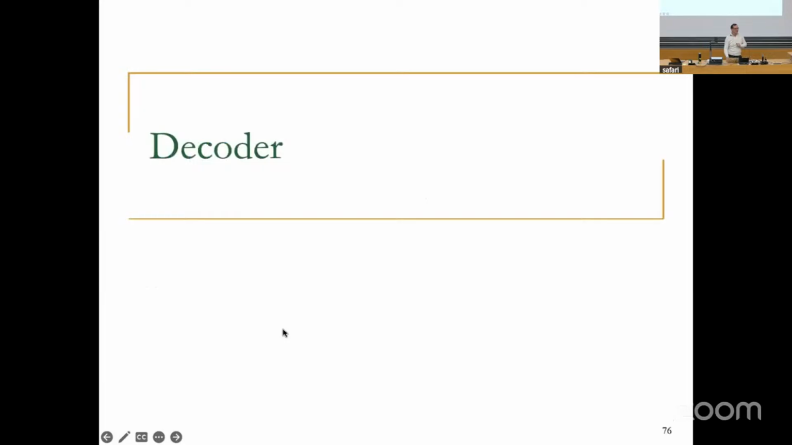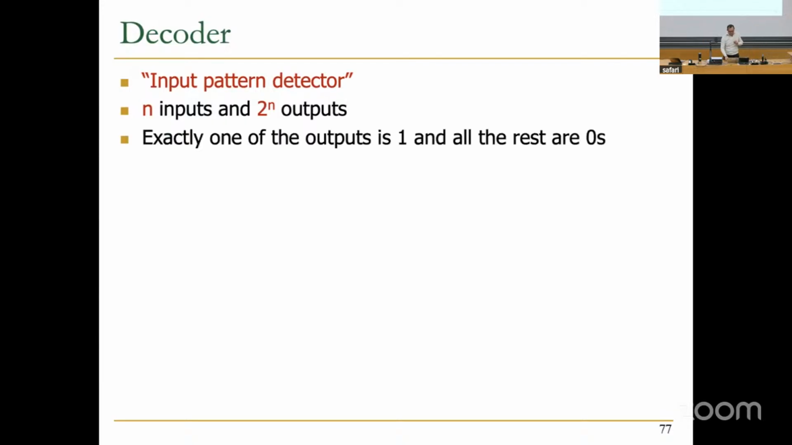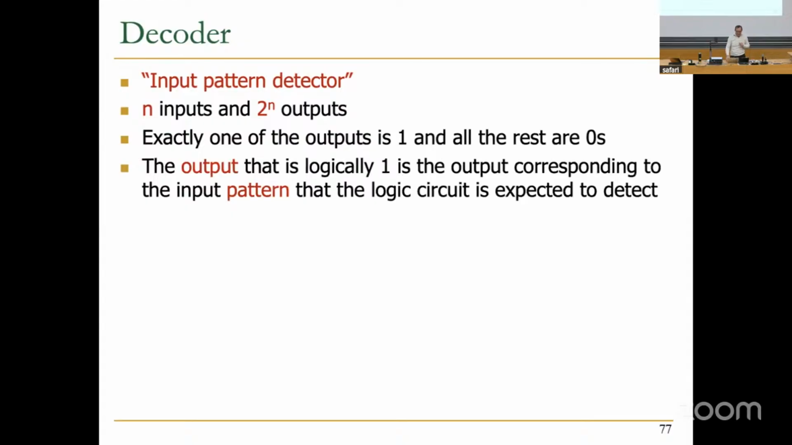Okay, let's start with the decoder. Decoder is fun. It basically does what it says. It decodes an input pattern. Now, what does that mean? In other words, it's an input pattern detector. You have n inputs and 2 to the n outputs. And only one of the outputs will evaluate to 1, depending on the pattern that comes as the input. Hopefully that makes sense, right? I already said this, I think. The output that is logically 1 is the output that's corresponding to the input pattern that the logic circuit is expected to detect.